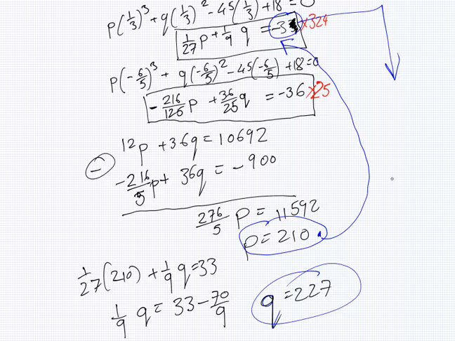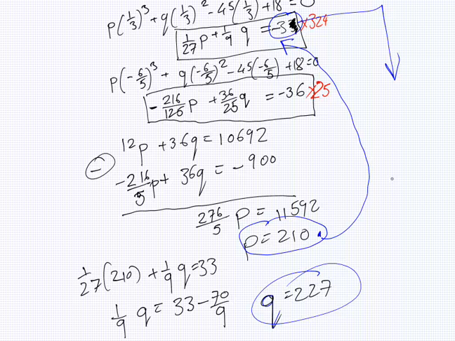Okay, so let's put these together. Minus 12 plus 216 over 5, so you get 276 over 5 p equals 10692 plus 900, 11592. Oh yeah, p is exactly 210.